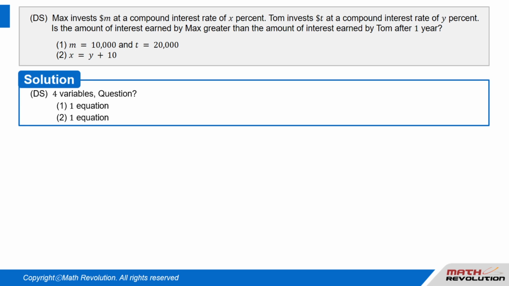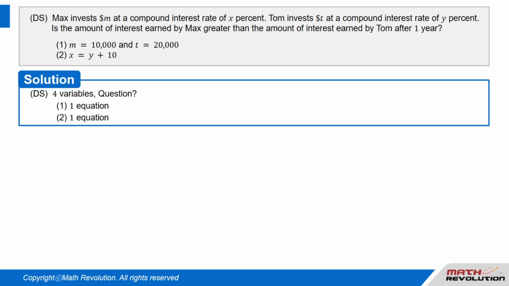Solution. Now we will solve this DS question using the variable approach. DS, 4 variables, question. Condition 1, 1 equation. Condition 2, 1 equation. DS question with 4 variables. Let the original condition in a DS question contain 4 variables.